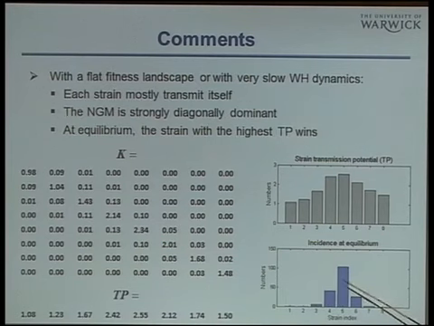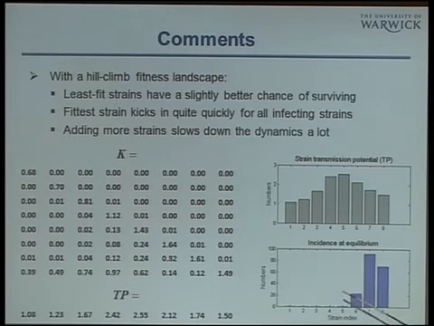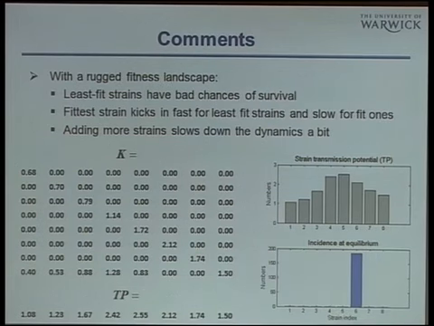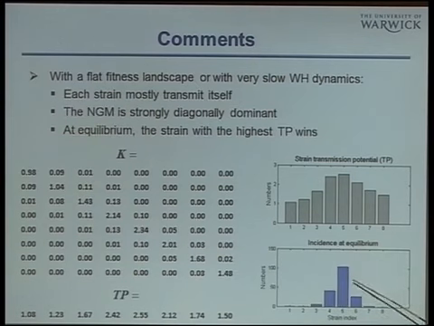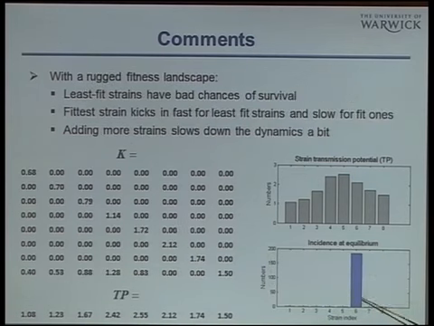As you can see, the incidence at equilibrium gets shifted towards the right. And with a rugged fitness landscape, again, the strain that dominates is shifted towards the right. In this case, it's individual 6. And because of how this fitness landscape is constructed, at equilibrium we only have 1 strain instead of a distribution of strains dominating.